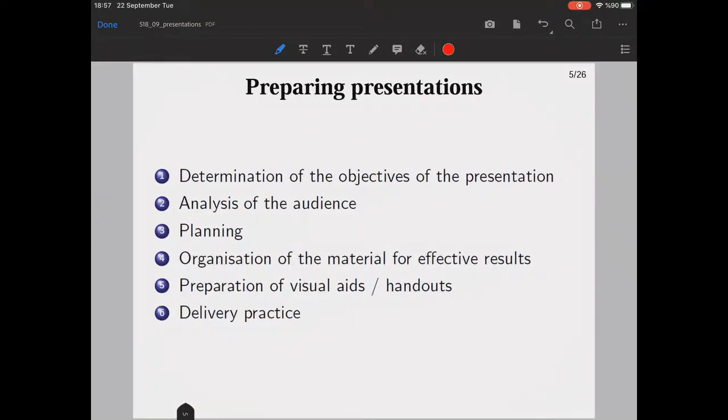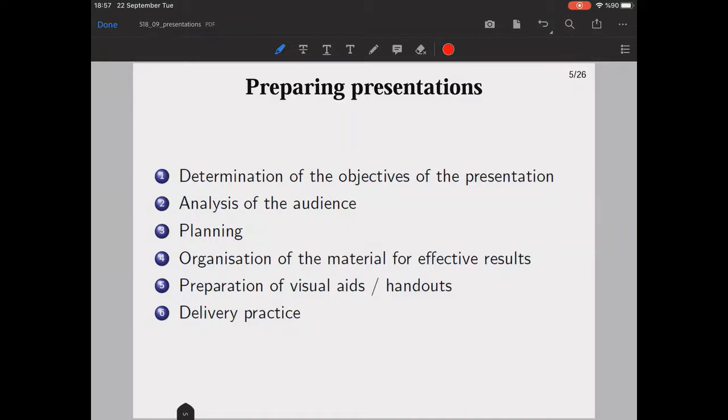For the sake of preparing presentations, we need to determine the objectives of the presentation first. What are we going to do? Are we going to persuade people, or is it for instruction purposes or giving information, whatever? And the analysis of the audience is also important. Who will listen to me? Are they students, or professors who are experts in their area, or experts from private sector companies, whatever.